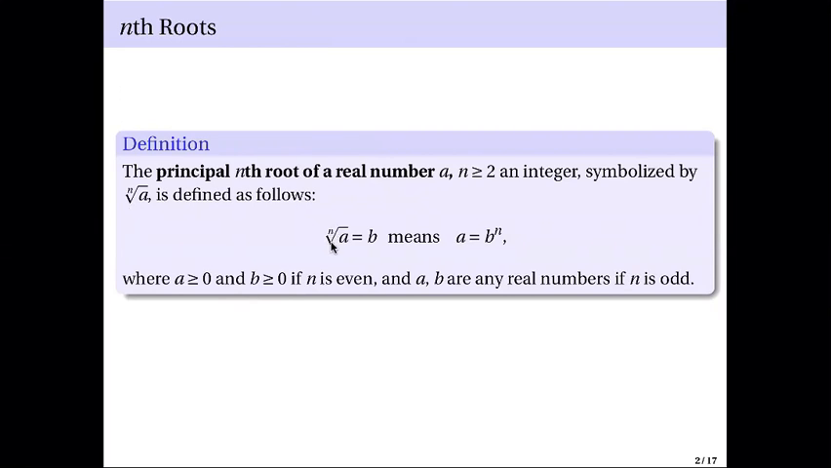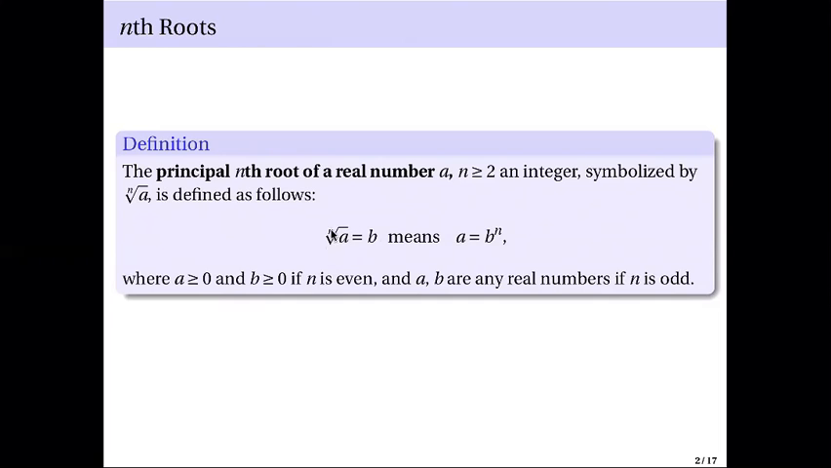Okay, nth root of a equals b means a is equal to b to the n, where a and b are both greater than or equal to 0 if the value of n here is even, and a and b are any real numbers if n is odd.